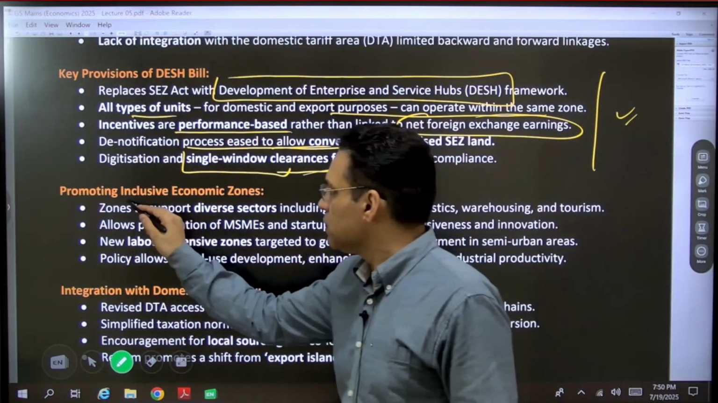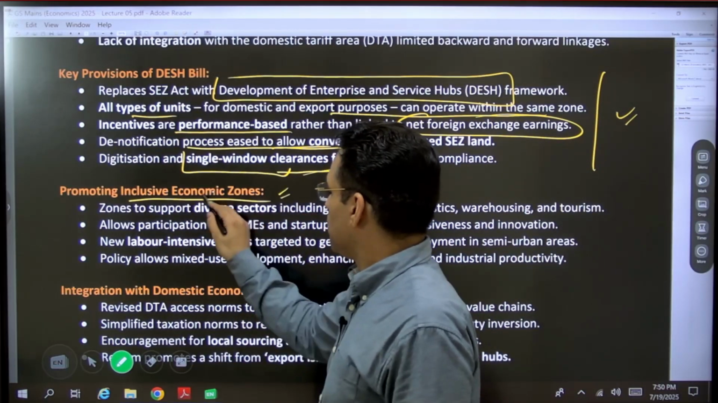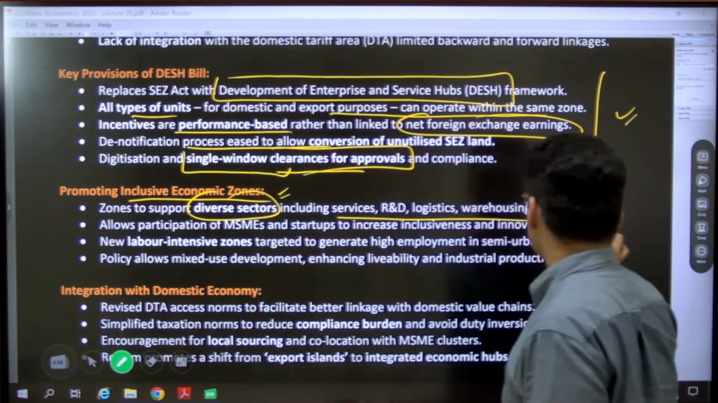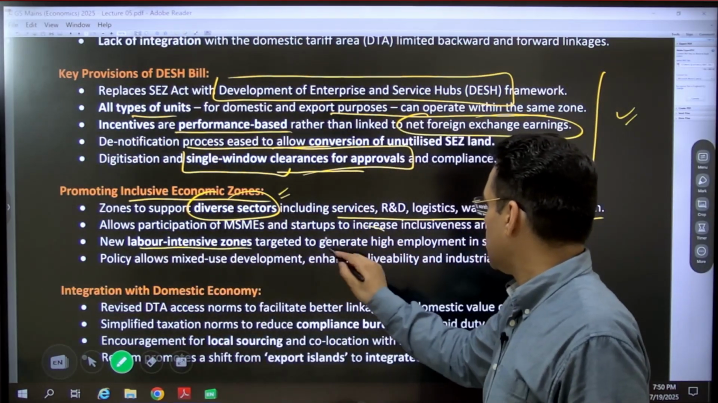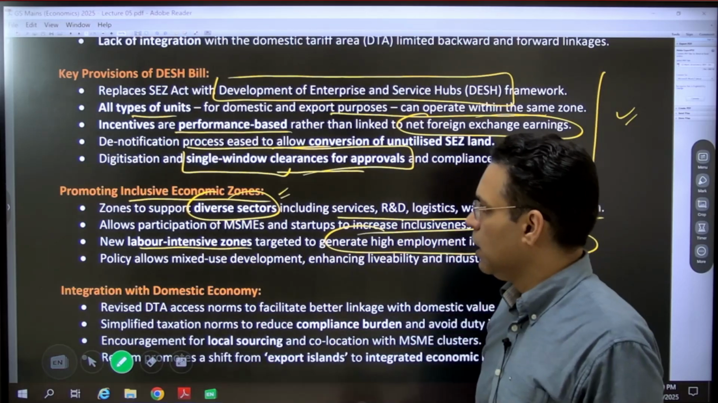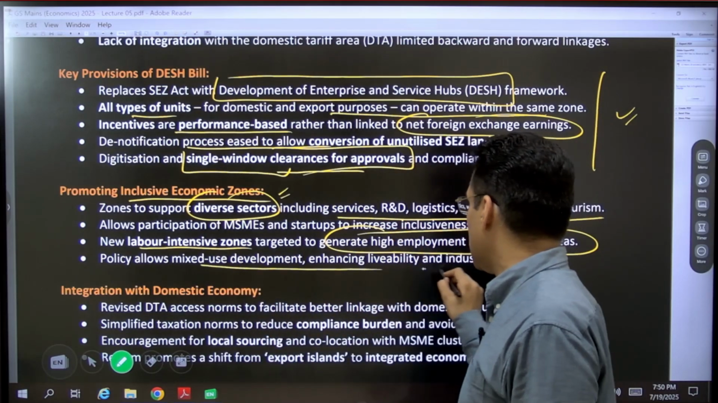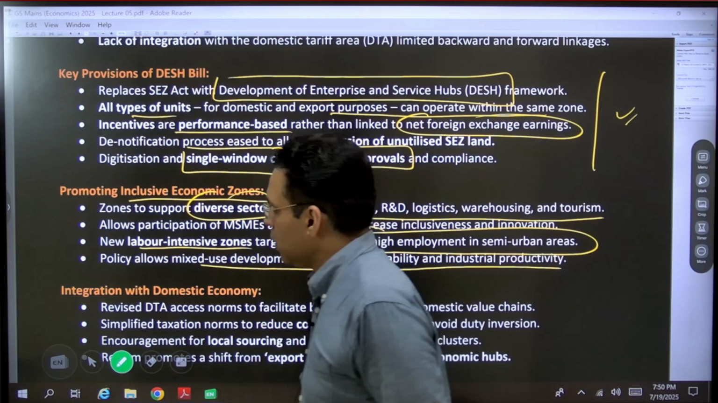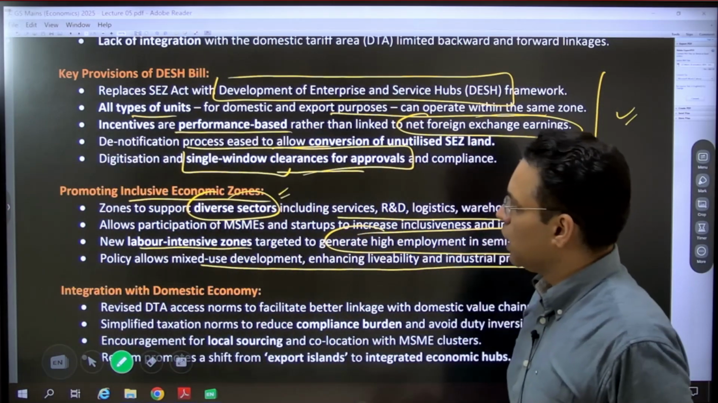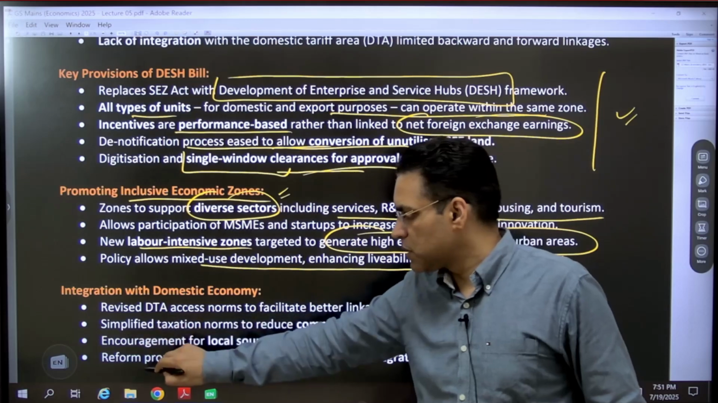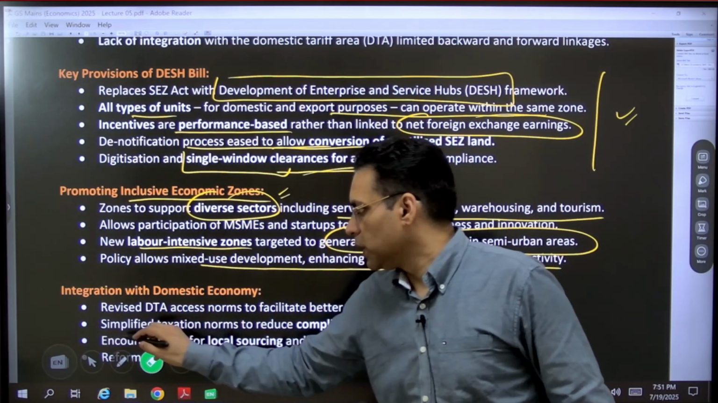Promoting inclusive economic zones to promote diverse sectors including services, R&D, logistics, warehousing and tourism. New labor intensive zones are targeted to generate high employment in semi-urban areas. Policy allows mixed use development, enhanced livability and industrial productivity. तो हमारा objective inclusive economic zones में यही रहेगा, that we are going to make the special economic zones more effective by putting the effort here.